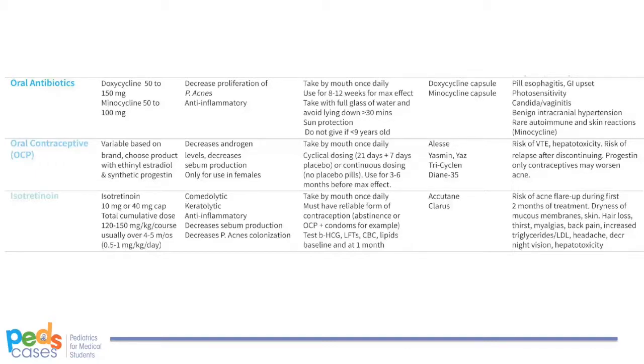Yasmin, Yaz, Alesse, Diane-35, or Tricyclen would all be suitable options. Counsel patients that it may take 3 to 6 months to see results. Also, don't forget to review the contraindications and side effects of estrogen-containing oral contraceptives before prescribing them.